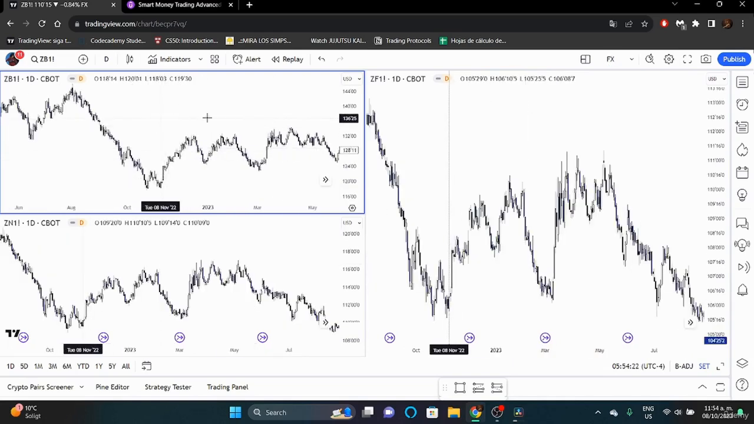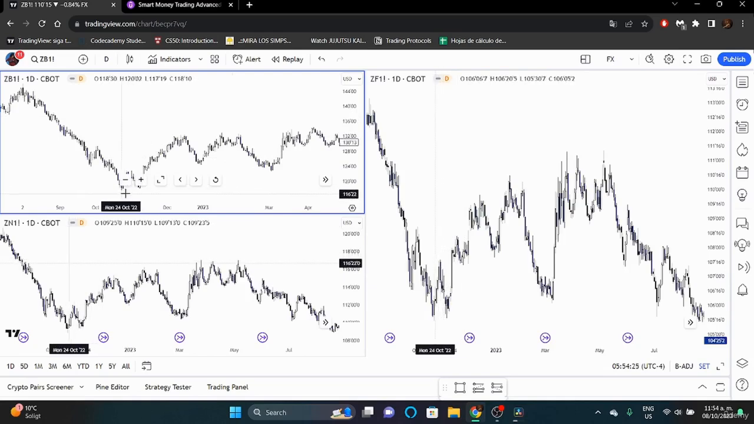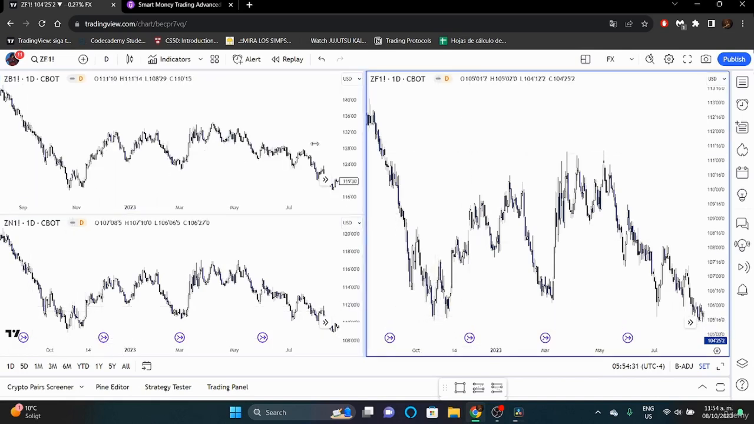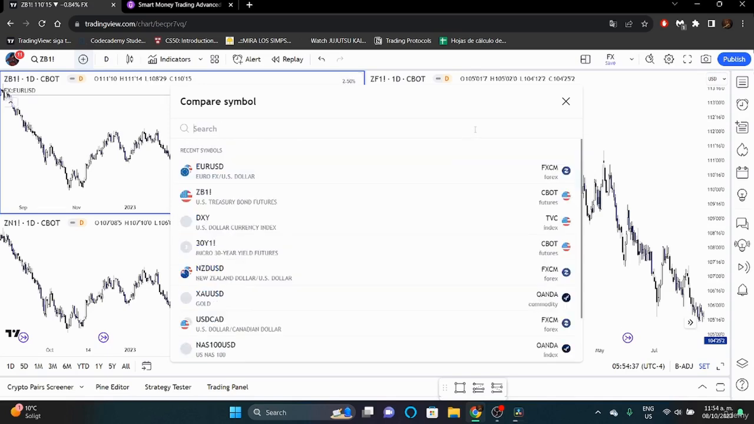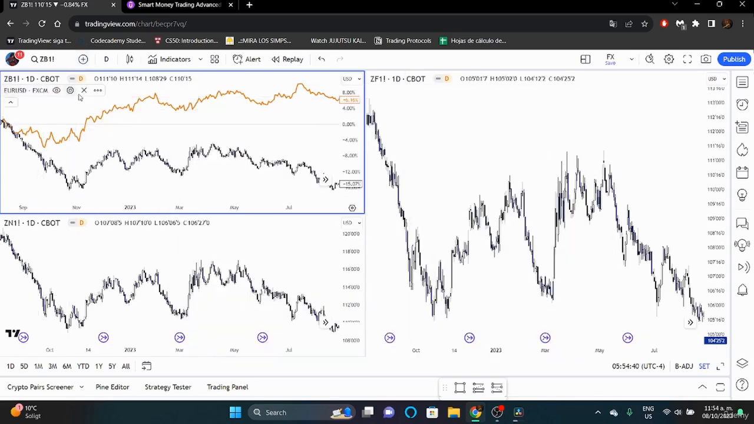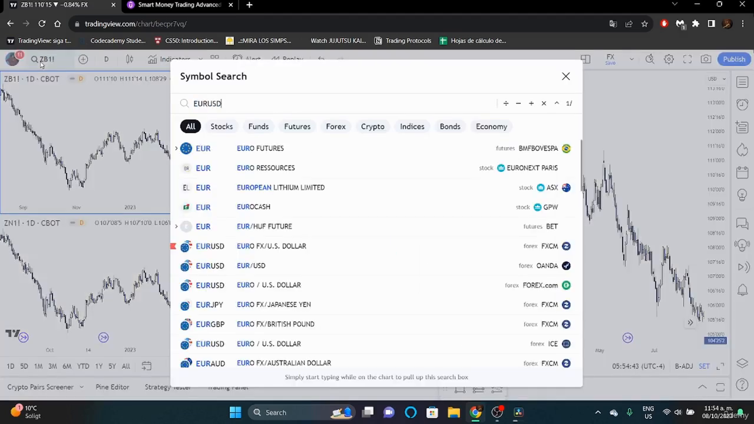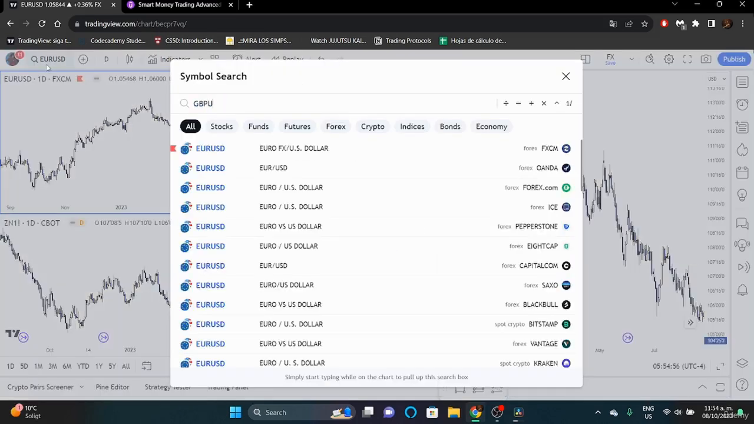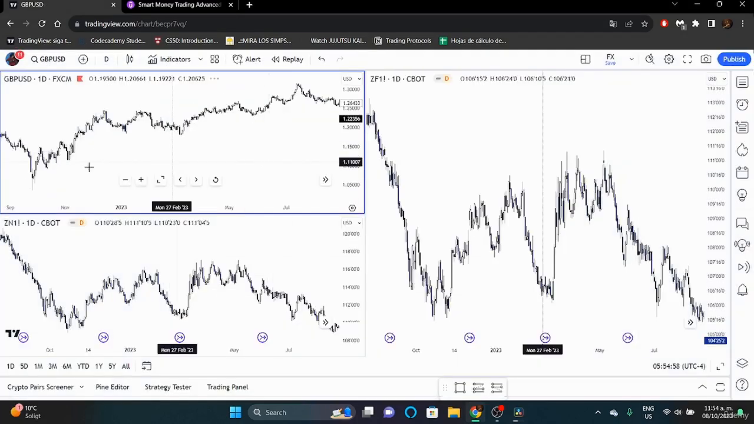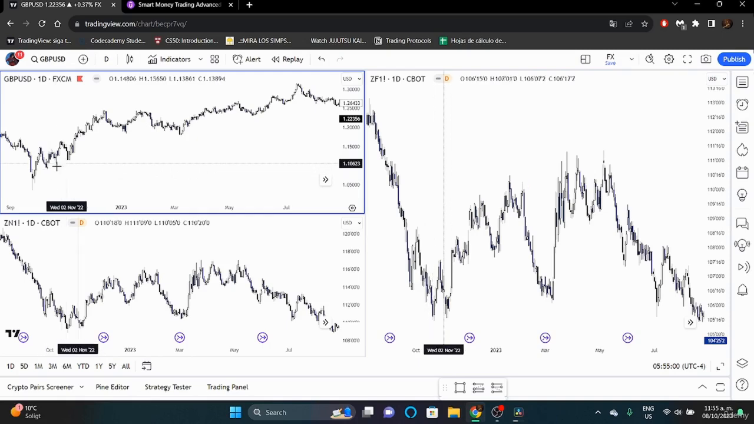Look at this right here. There's no SMT divergence right here, right? All of them are making higher lows. Yep, okay, perfect. Let's look at Euro. Sorry, my bad. Let's look at Euro. What is Euro doing right here? Euro is making higher lows. They're correlated, it's okay. What's GBP doing? GBP, it's making higher lows. What's CHF doing?